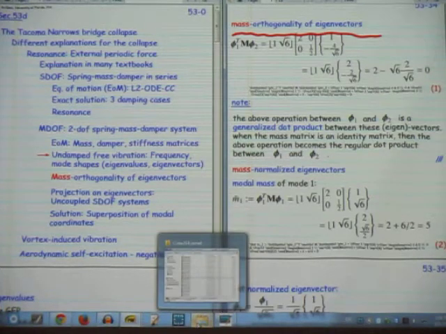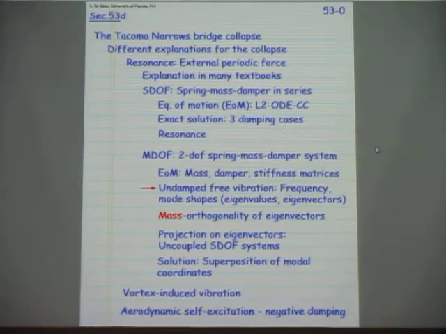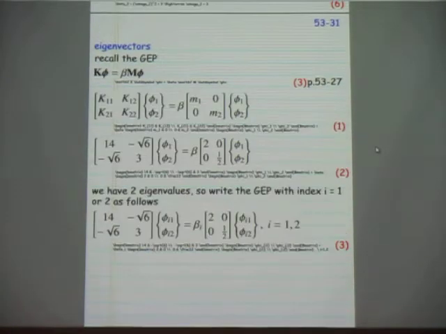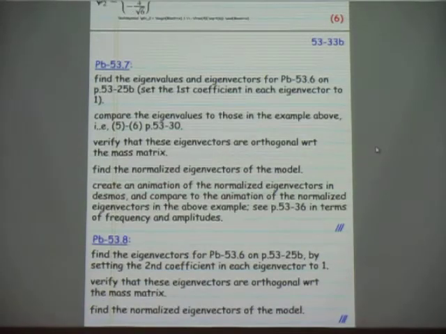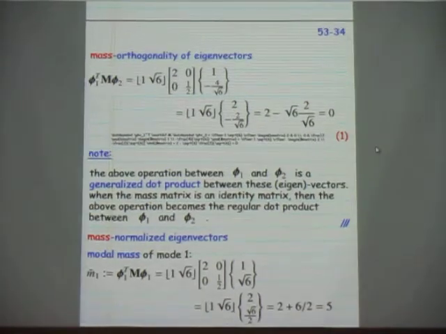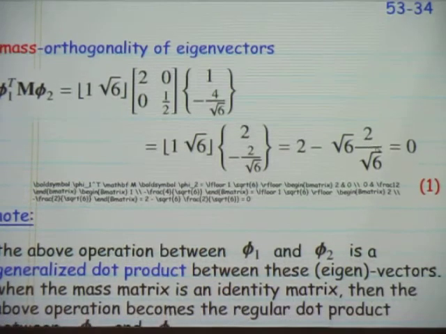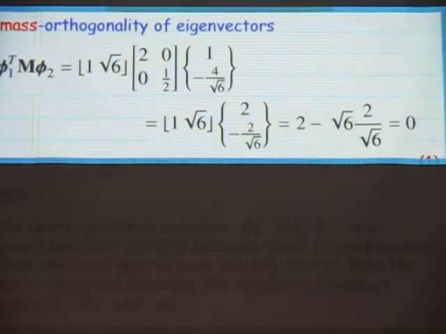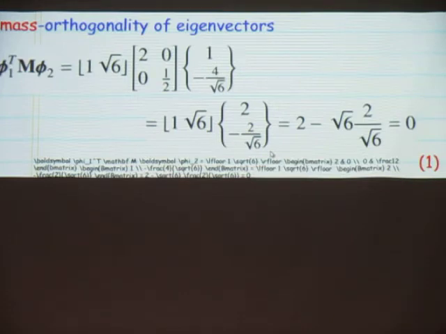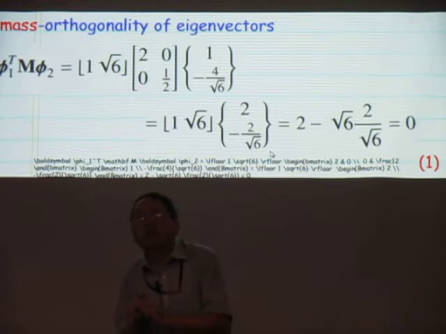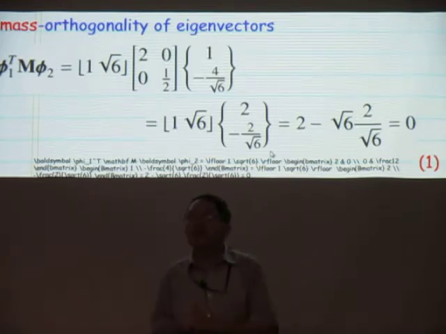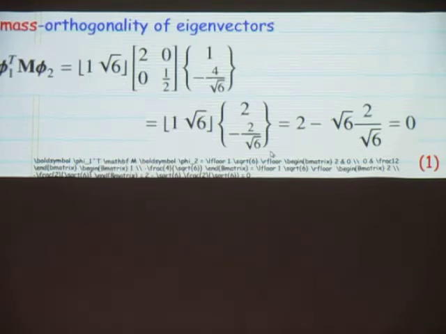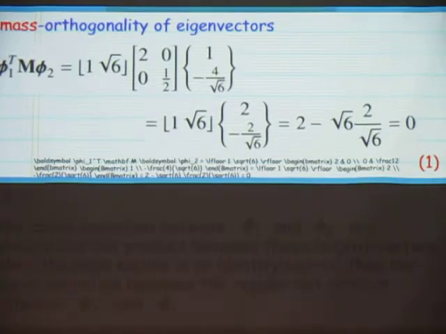And so this is a generalization of the concept of orthogonality. So let me use this screen here so I can zoom in. Okay, so this is mass orthogonality. What does it mean? It means that the two eigenvectors of the generalized eigenvalue problem are still orthogonal to each other, but now with respect to the mass matrix. The dot product is now generalized to contain the mass matrix: phi1 transpose M times phi2.